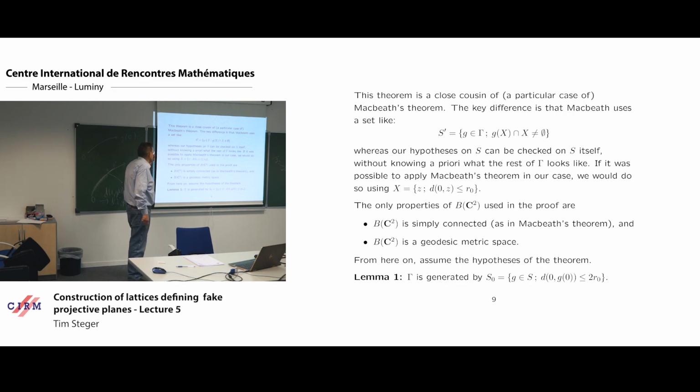Here's the difference, though. In Macbeath's theorem, the set used in place of S would be this one, everything which shifts some x so that it intersects itself. In order to identify that set, you'd really have to know what all the elements of gamma were. As in the talk that we heard, they did know them, whereas our hypothesis on S can be checked just by looking at S itself. We don't have to know all of the elements of the group.